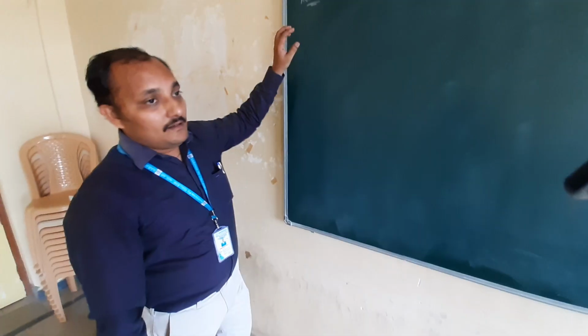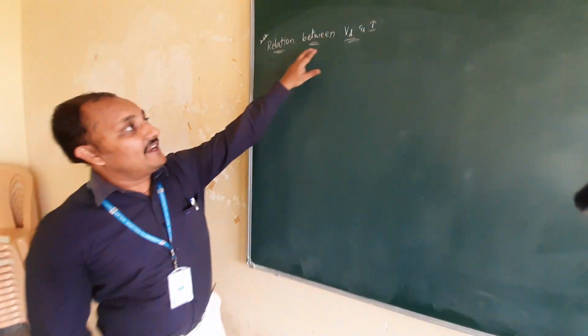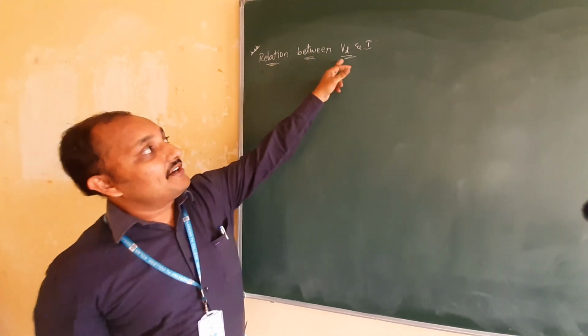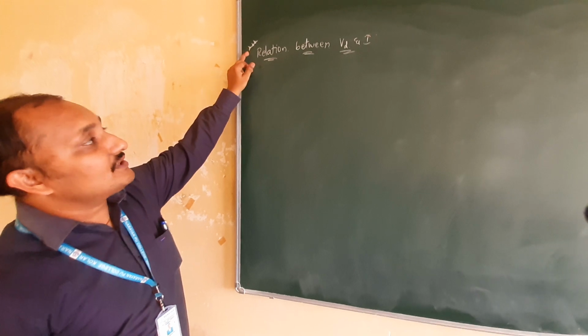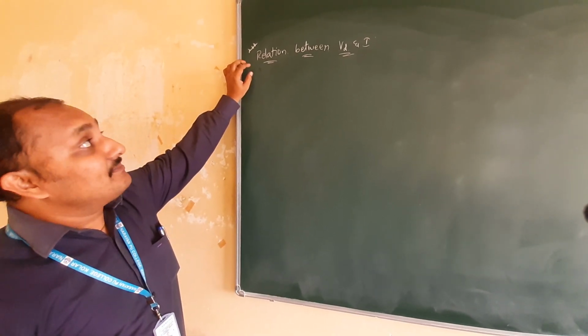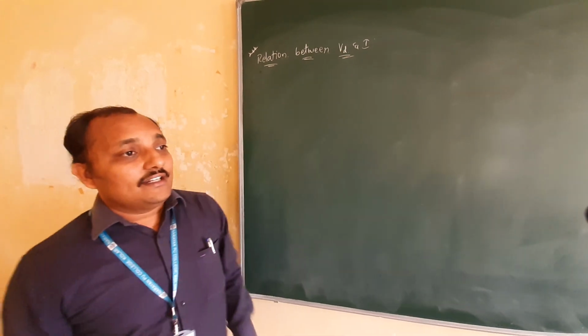Okay. See our next topic, relation between drift velocity and current. Relation between drift velocity and current. Very important question for 3 marks. They will ask to derive the relation between drift velocity and current.